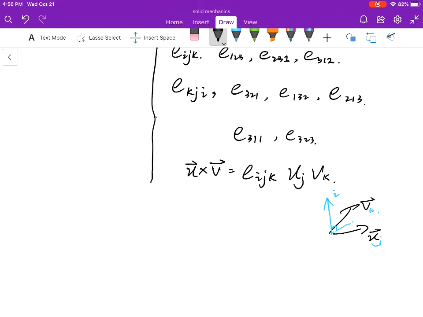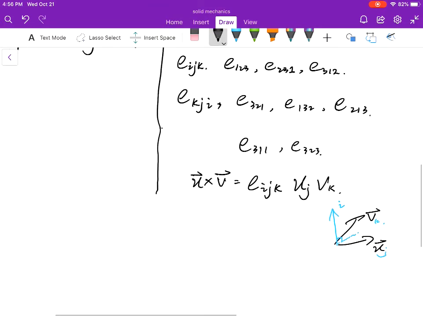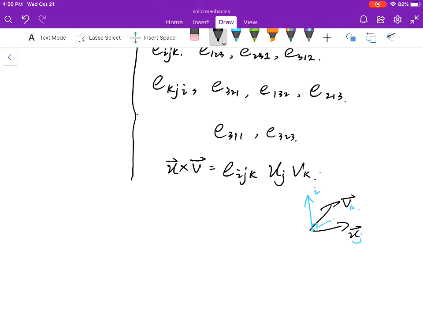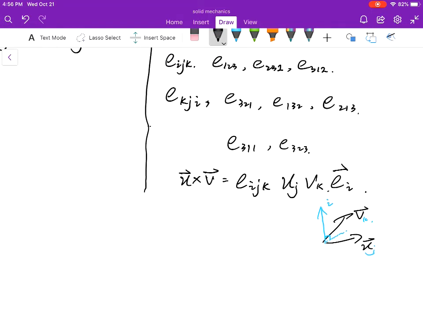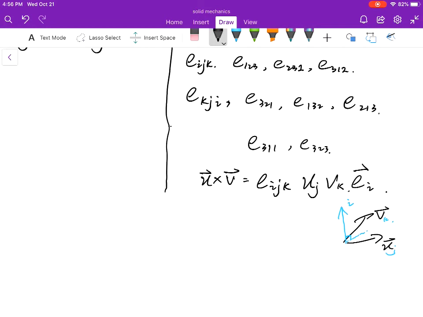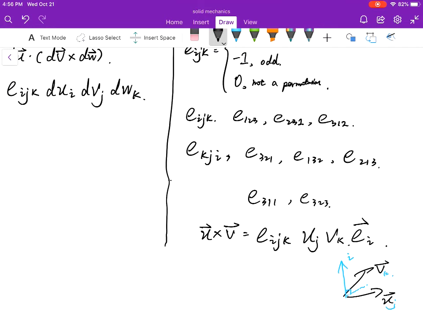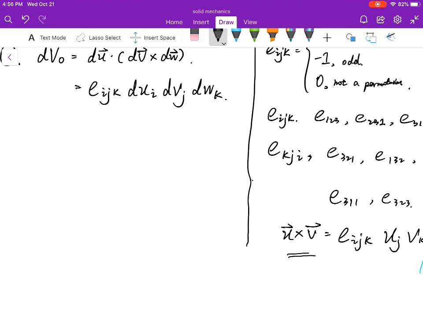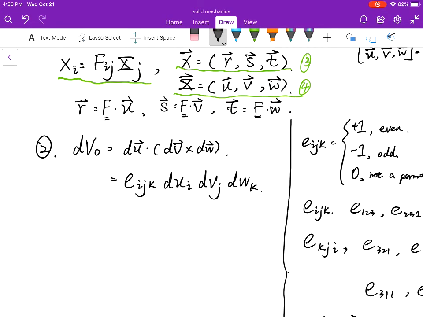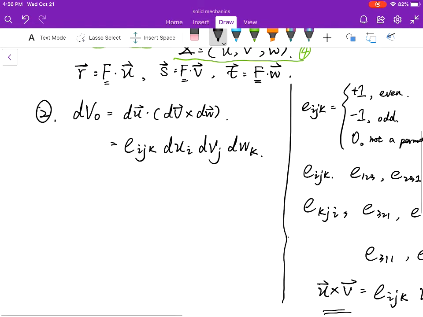So this is just some background, and here I should have the i vector, right? This is to better understand the triple product, because we have a cross product here. So this is a triple product, and that's why we have this here. Okay, so this is for the volume of the element in the reference configuration.